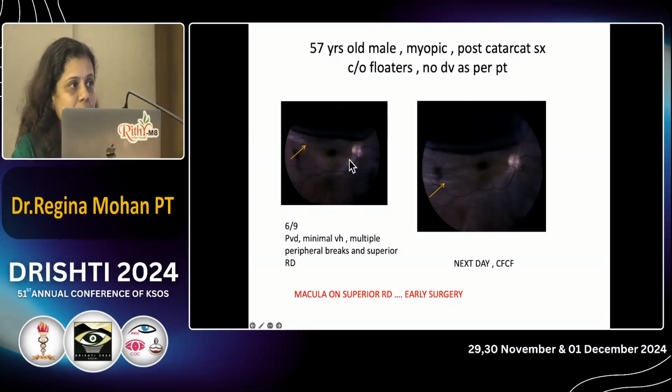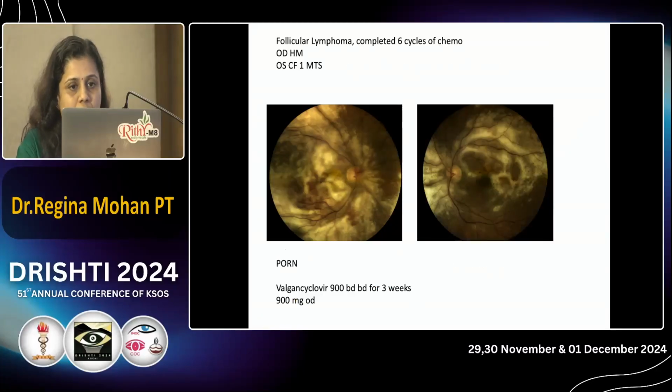He had PVD with a little bit vitreous hemorrhage and he was advised for the surgery. Next day, he just came for a preoperative workup and his vision was counting fingers. Okay, you can just see now the macula is off. So, macula on RDs are emergency, especially if it is a superior RD.